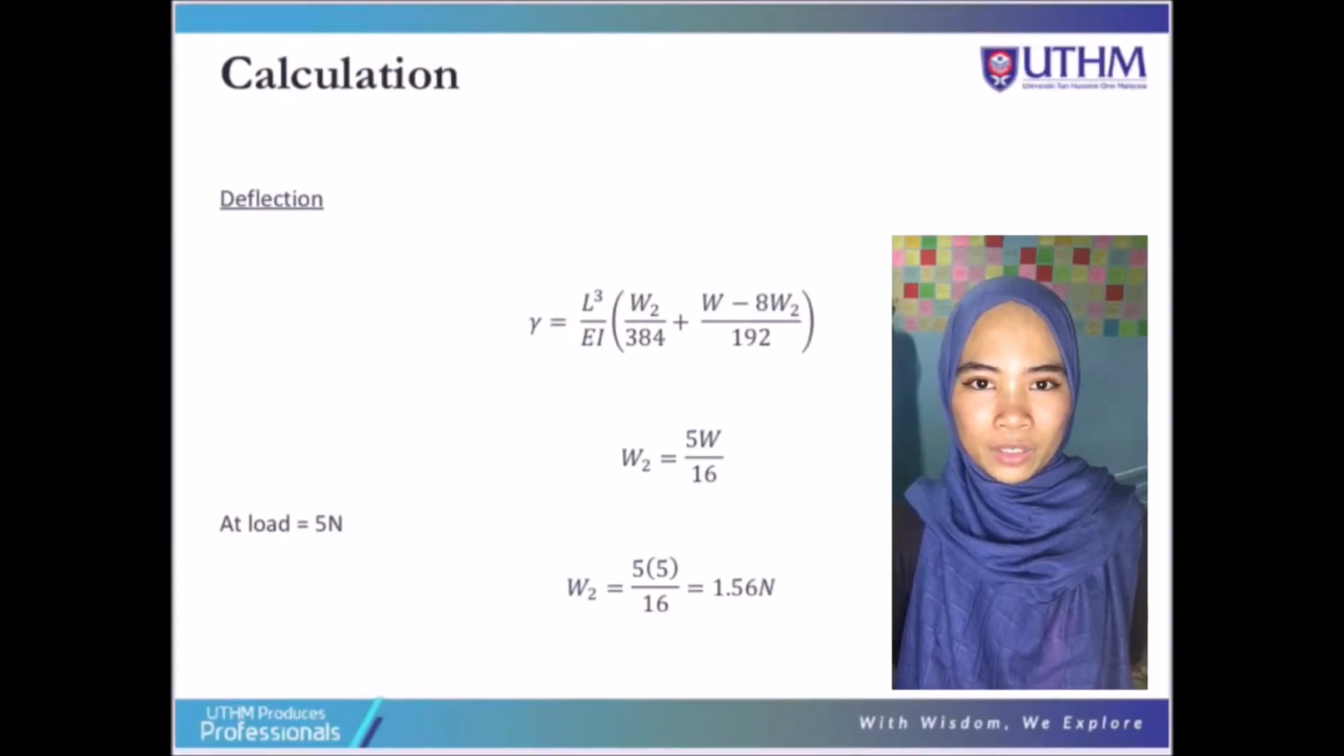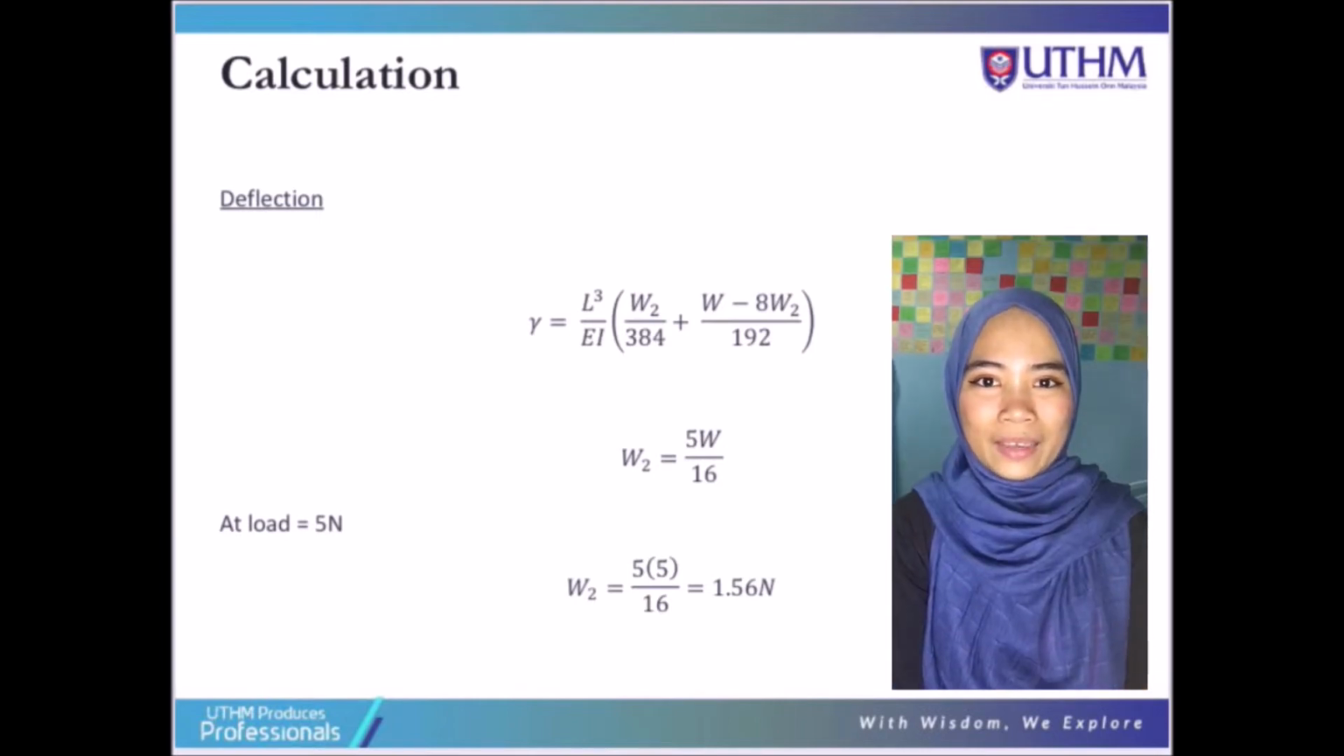Hi, my name is Nurul Hidayah Natasha binti Zainuddin, and my matrix number is TD180049. Today, I am going to explain about calculation.